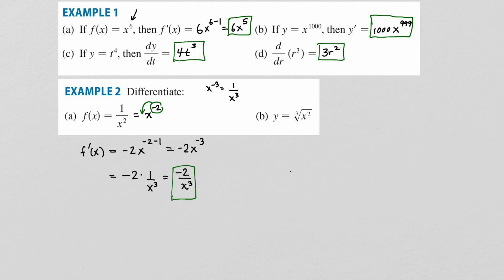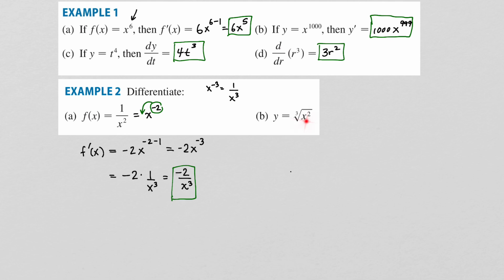So it's very important when you use the power rule for derivatives that your variable is not in the denominator of a fraction. If it is, you need to move it up to the numerator by using a negative exponent, and then you can apply the power rule.